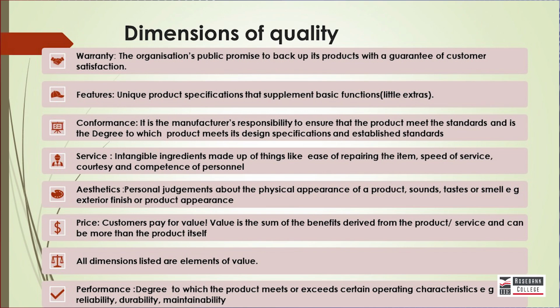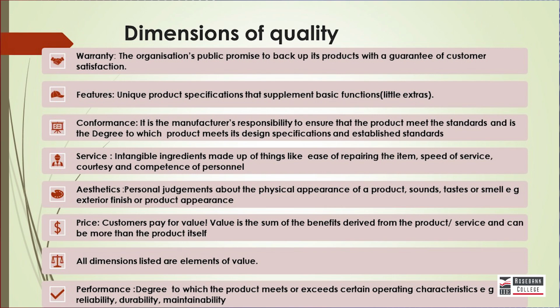The first one is warranty. This is the organization's public promise to back up its product with a guarantee to the customer. The next one is features. This includes unique product specifications that supplement basic functions, like extras. The next one is conformance. Under conformance, it is the manufacturer's responsibility to ensure that the product meets standards, and it is the degree to which the product meets its design specifications and established standards.